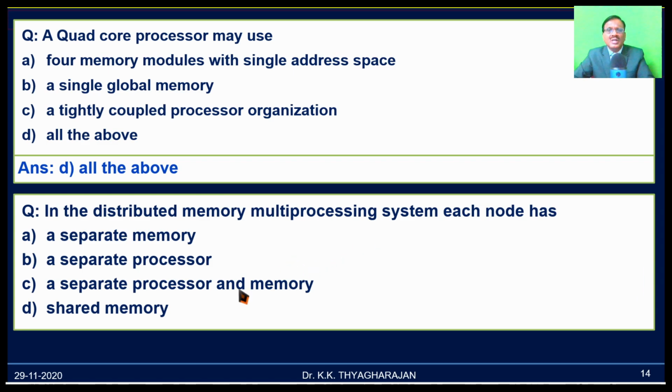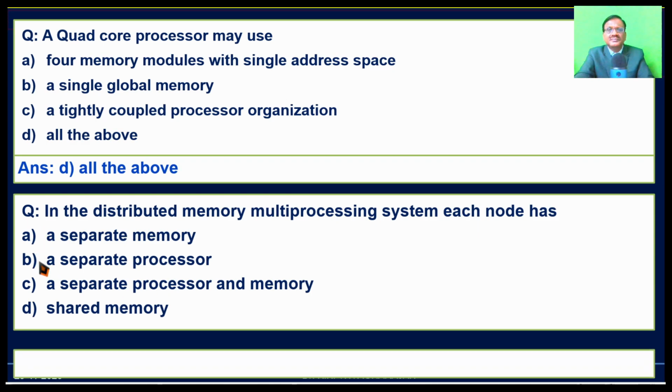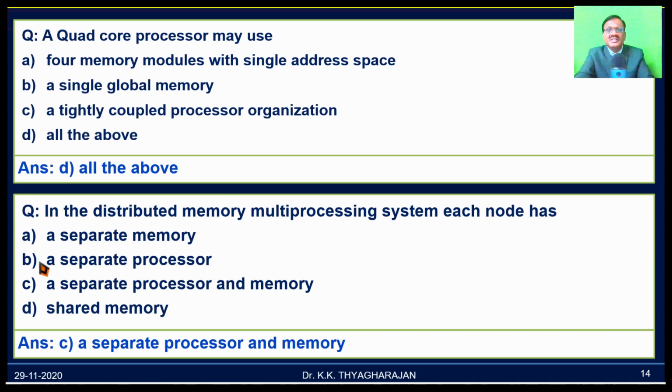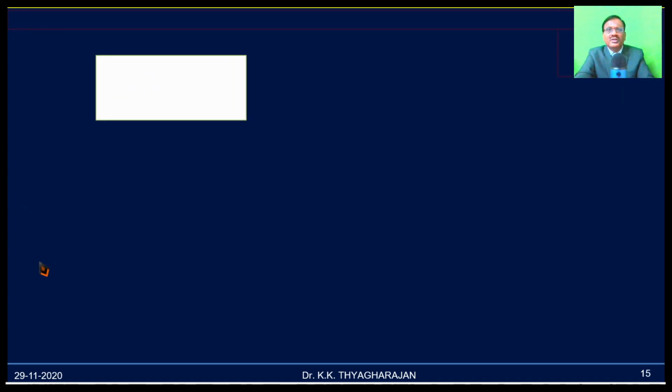But the most appropriate answer is C, because in the distributed memory system, each node will have a separate processor and also a memory, because each node is a computer. So C is more suitable compared to A and B. So the answer is C, a separate processor and memory. Let us see the next one.